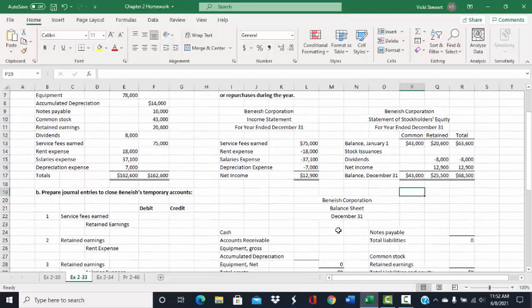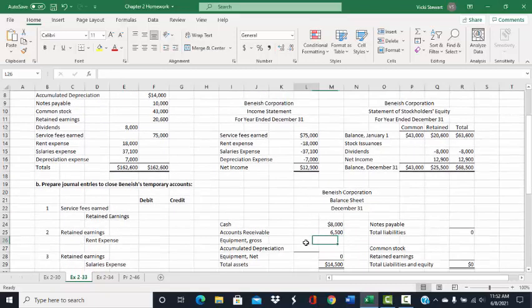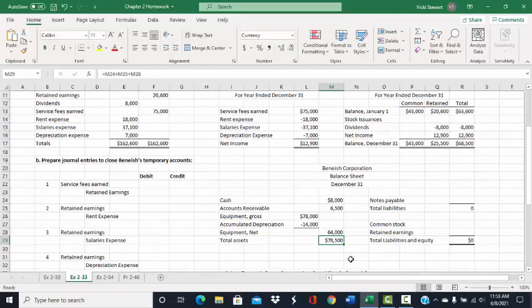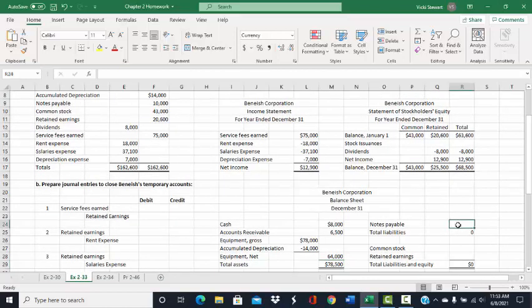our balance sheet. So to complete the balance sheet, we're first going to complete the asset side. The trial balance shows that we had $8,000 in cash, $6,500 in accounts receivable. Our gross equipment was $78,000, that's the original cost, and we're going to subtract from that our accumulated depreciation of $14,000. That gives us a net equipment of $64,000, which when we add to our cash and accounts receivable gives us total assets of $78,500. Now we're going to complete the liabilities.